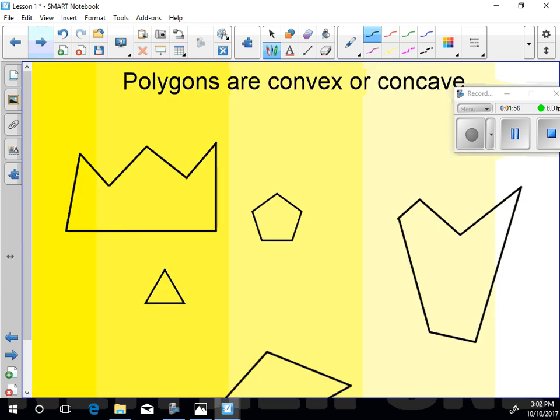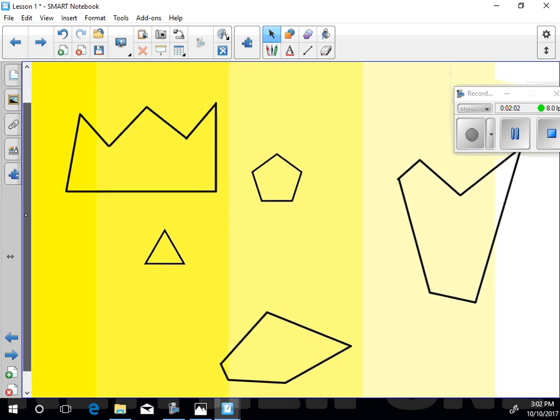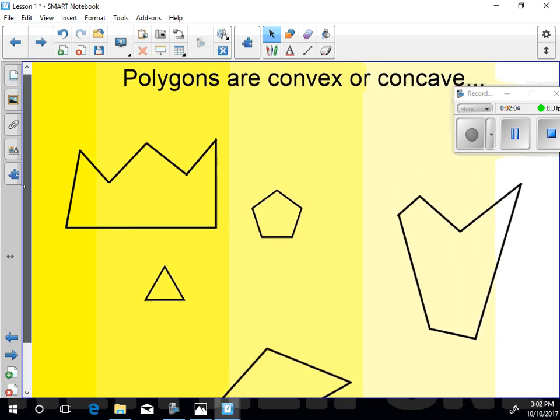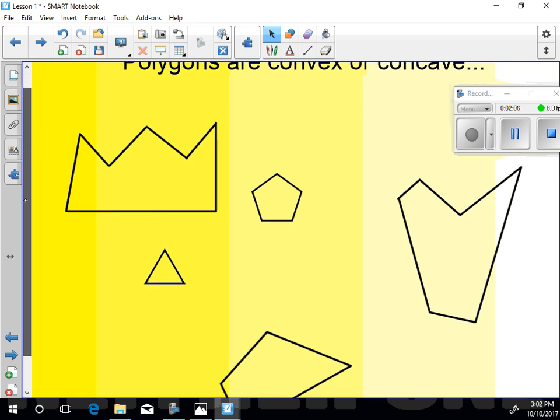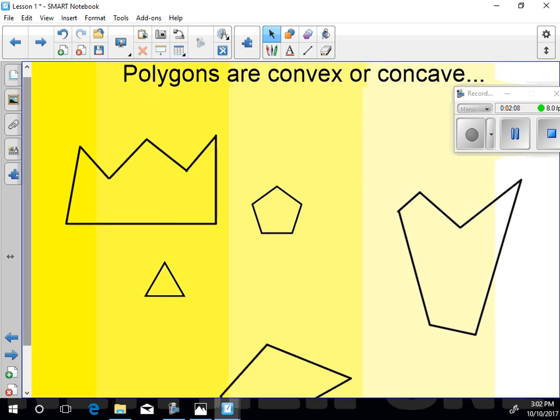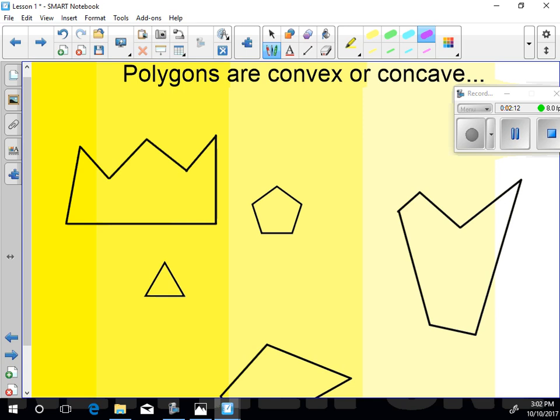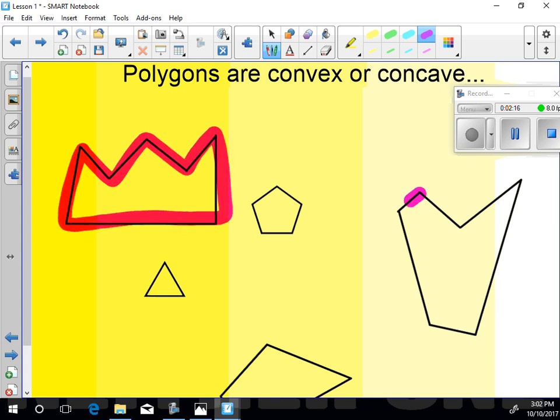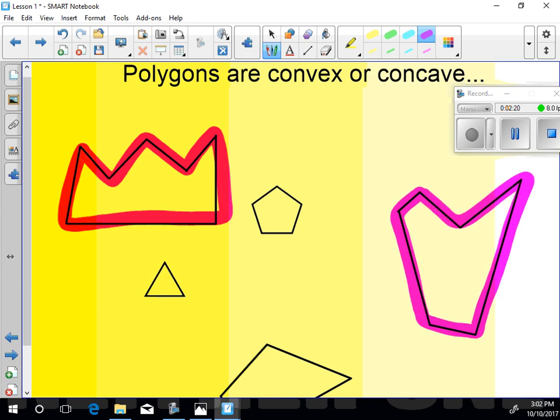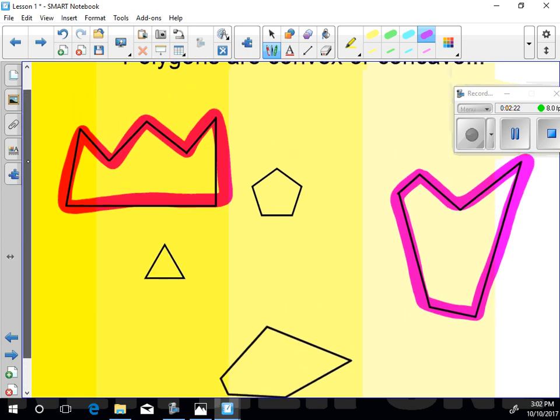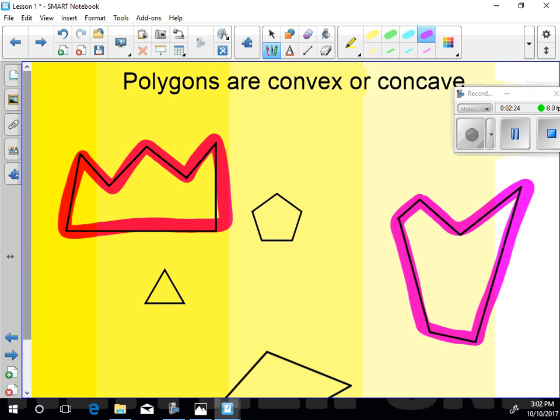Okay, polygons, like we talked about on the earlier slide, are enclosed by line segments. Some polygons are convex and others are concave. I'm going to highlight the concave ones here in purple. Oh, that looks like red, but it's supposed to be purple. I want you to pause the video and tell me why you think those are concave and not convex. Okay, so we're back.